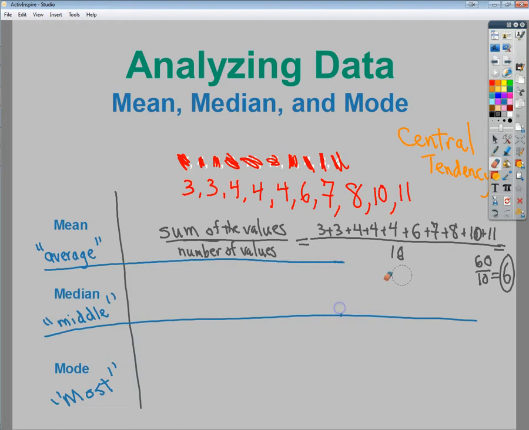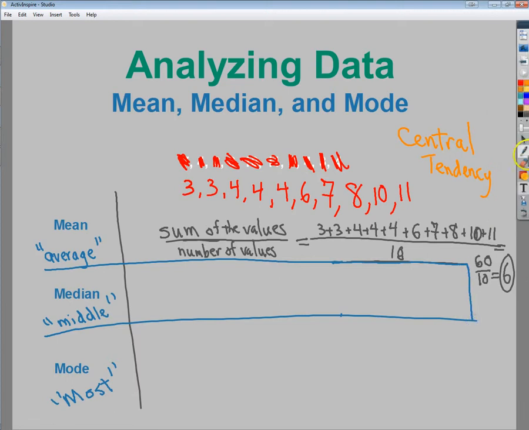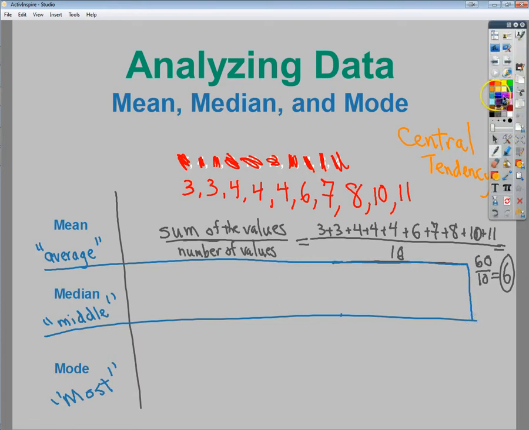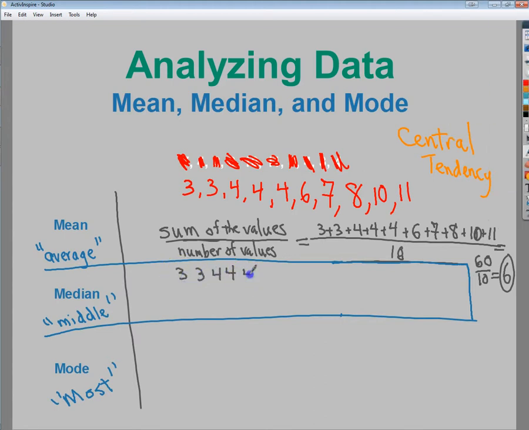Now the median number would be the middle. I meant to do that in blue. There we go. So the median number would just be the middle. So what I need to do is put them out, all the numbers. So write them here. You don't have to rewrite them. You can just use the original version if you don't have to see them very well. And then I tend to start at the left side and mark it out with a slash down into the left.